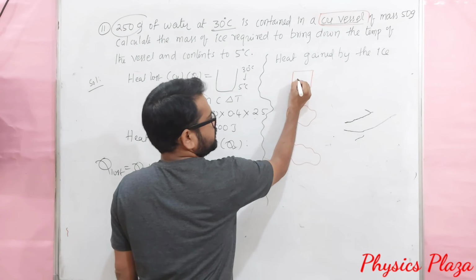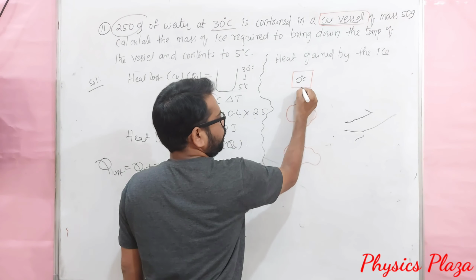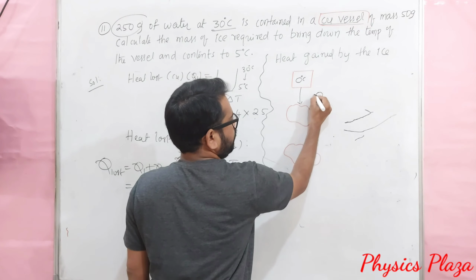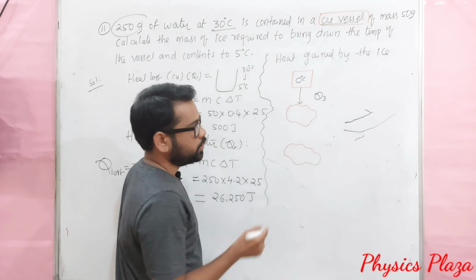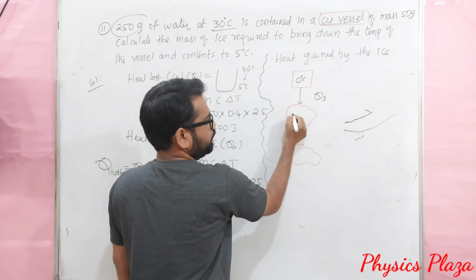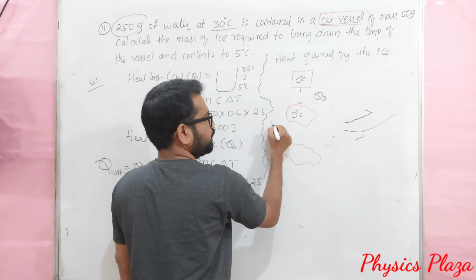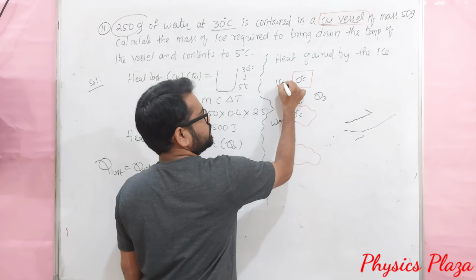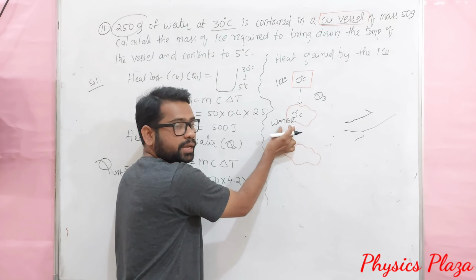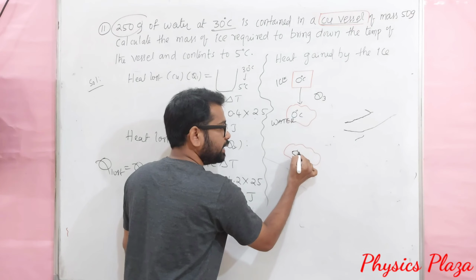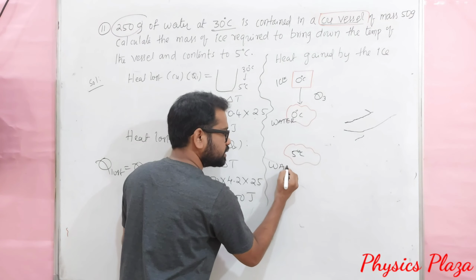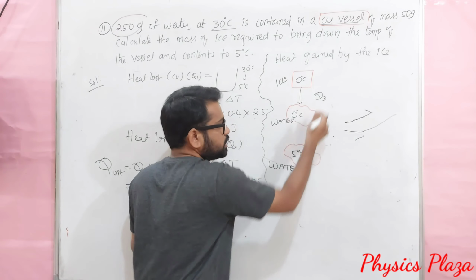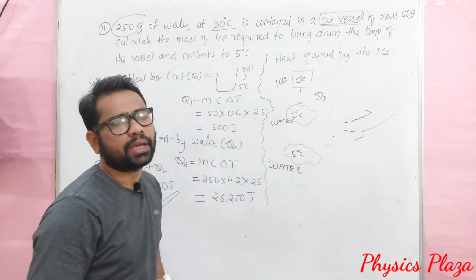Initially the ice is at 0 degrees Celsius. Let us say some Q3 amount of heat is absorbed, so that it melts and converts into 0 degrees Celsius water. Then this 0 degrees Celsius water goes to 5 degrees Celsius water. During this process, we need to calculate the total heat gained by the ice.